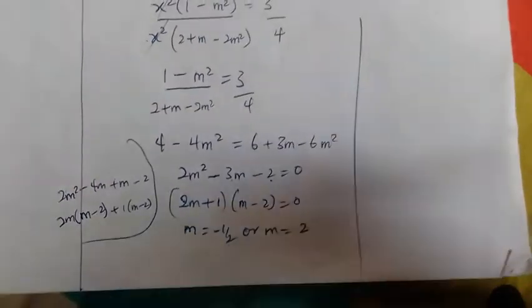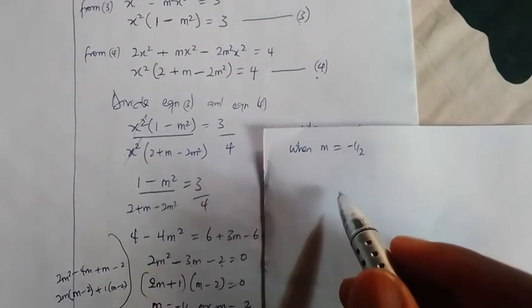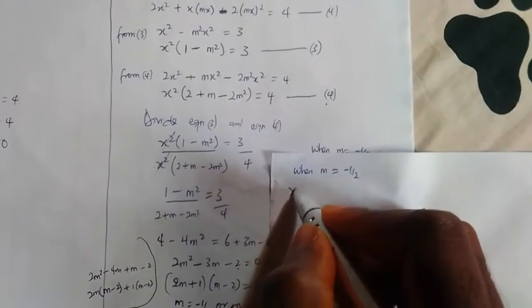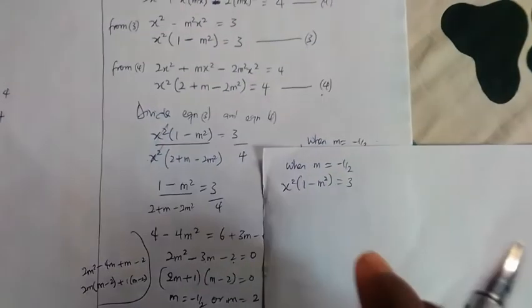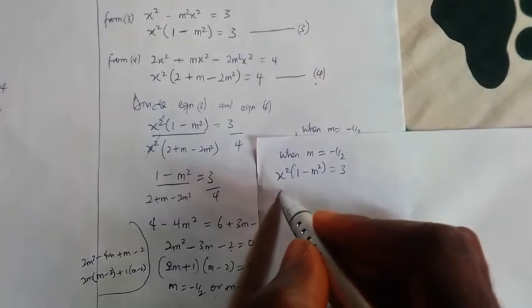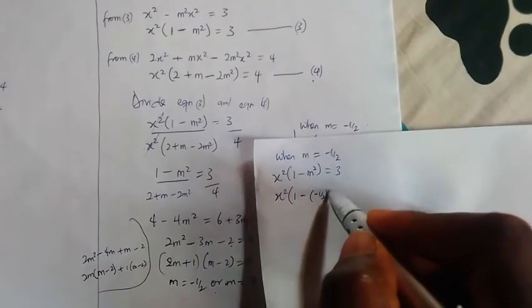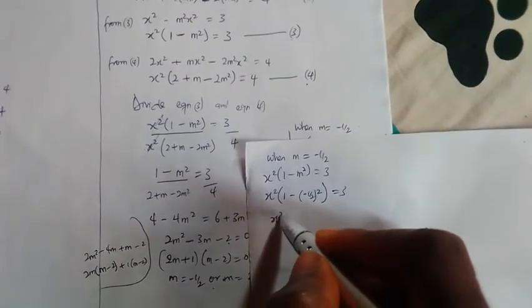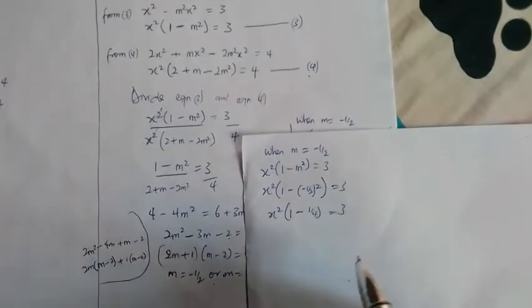Now, when m equals minus 1 over 2, we'll substitute m into equation 3 or equation 4 to get our x. From equation 3, we have x squared into 1 minus m squared equals 3. So x squared into 1 minus 1 over 2 all squared equals 3. Therefore, we have x squared into 1 minus 1 over 4 equals 3.